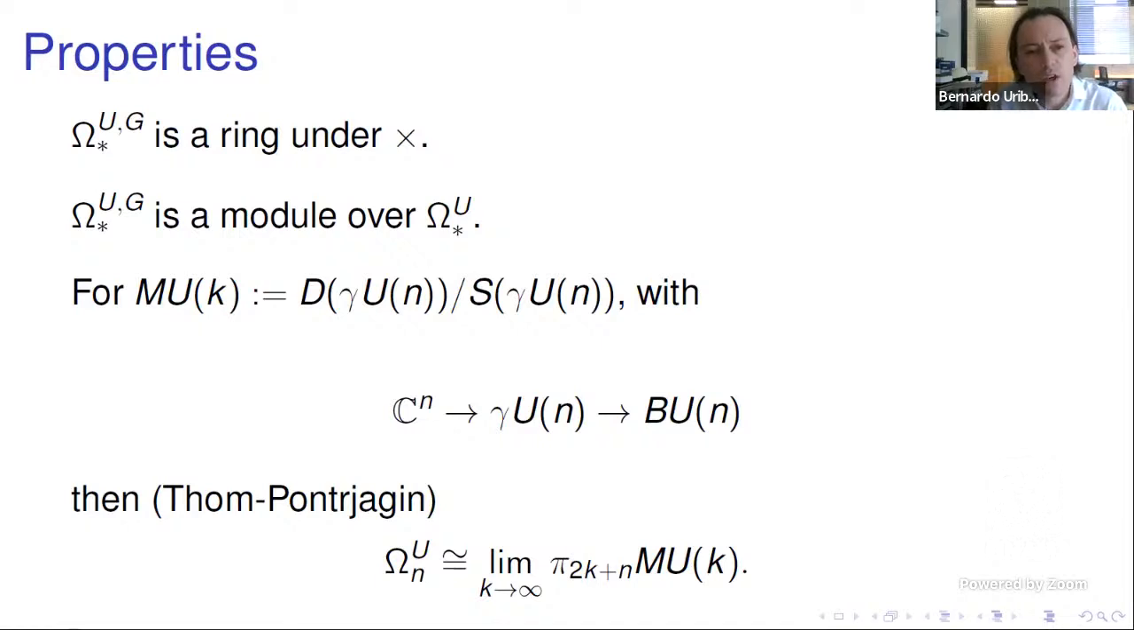This graded group has a lot of structure. It's moreover a ring, because we can take the product of manifolds. We simply take the product of two manifolds, and of course the grading is preserved; it's the sum of the gradings. But what is more important, and what we will use in what comes, is that the equivariant bordism group is a module over the non-equivariant one.